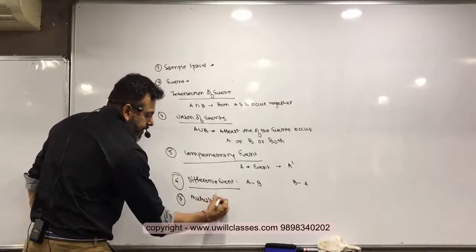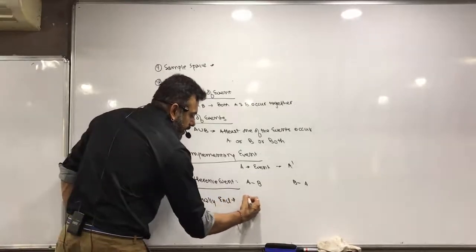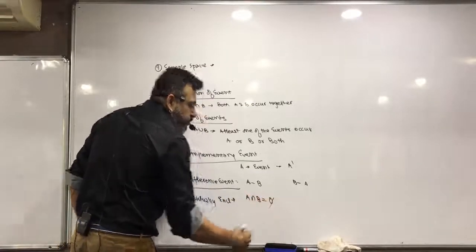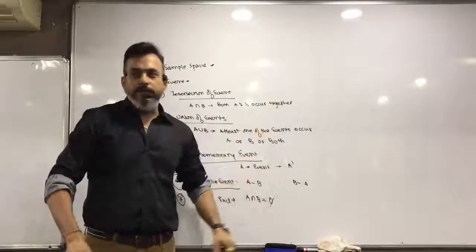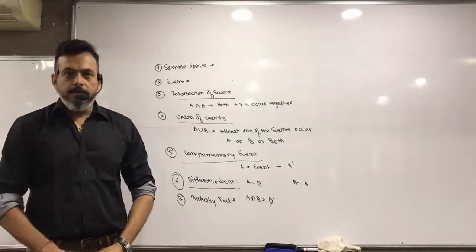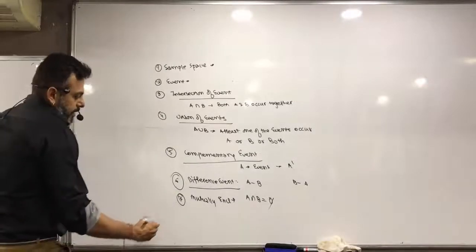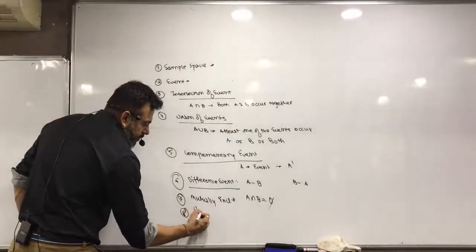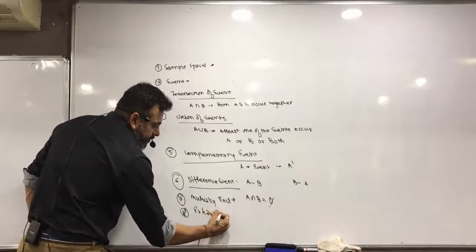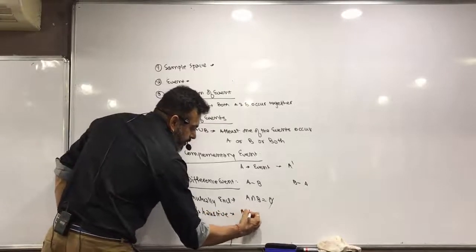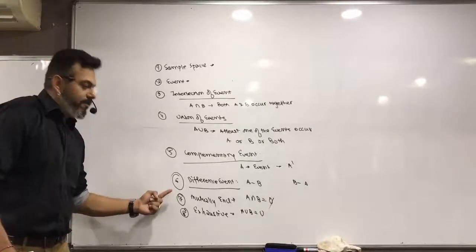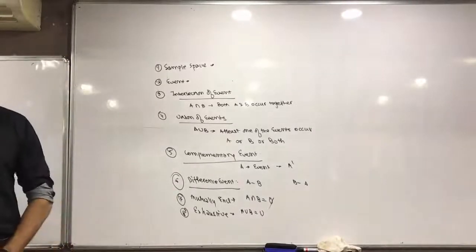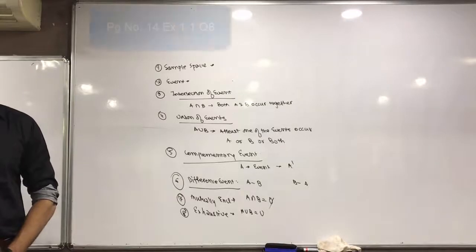Then, seventh, mutually exclusive. Meaning what? A intersection B is equal to none. It means both do not occur together. Got it? Okay. Then eighth, exhaustive. Exhaustive means what? A union B is equal to U. And then mutually exclusive and exhaustive. Understood this? Do you all remember now? Okay.